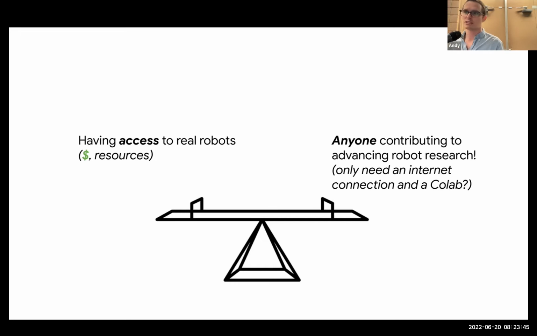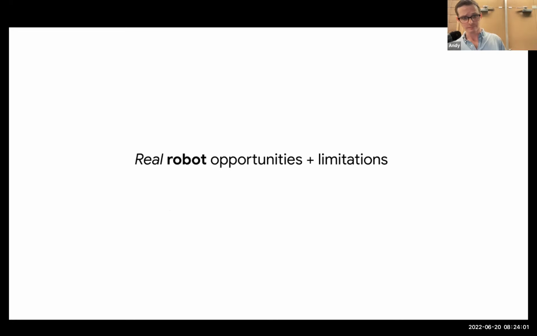So when possible, I'm going to try and phrase things in terms of, hey, look, you could do this sort of thing just with an internet connection and a Colab. You don't need to use Colab, but it's a simple, easy example and gives you access to free compute resources. But also, sometimes we do have to ground things back in real robots. Okay, so real robot opportunities and limitations.